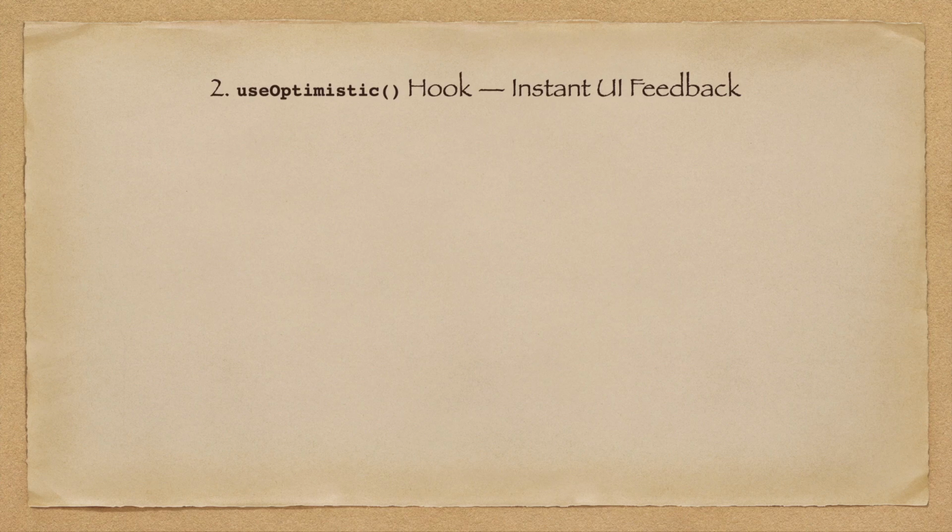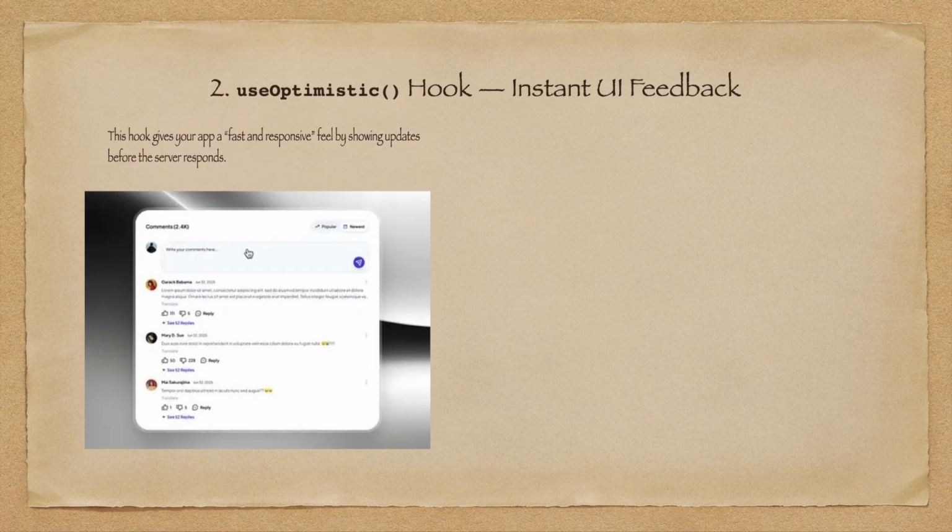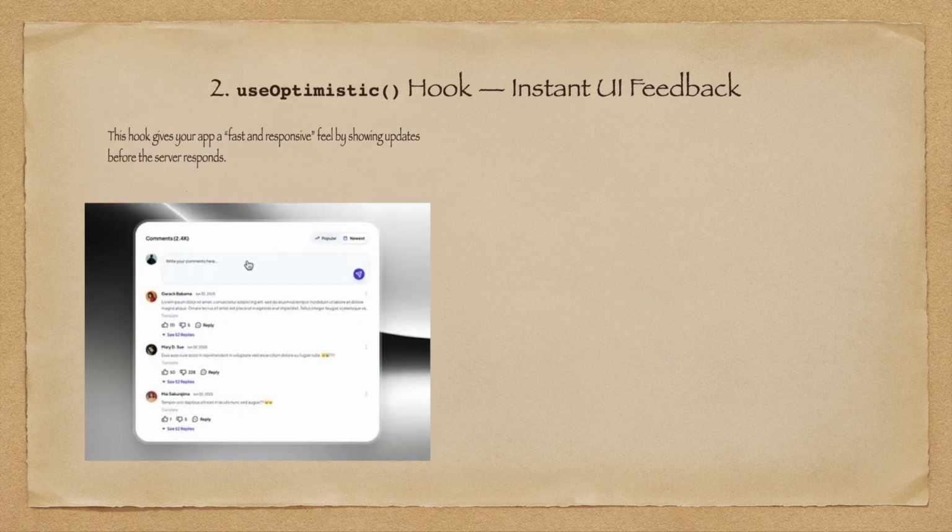2. useOptimistic hook. Instant UI feedback. This hook gives your app a fast and responsive feel by showing updates before the server responds.